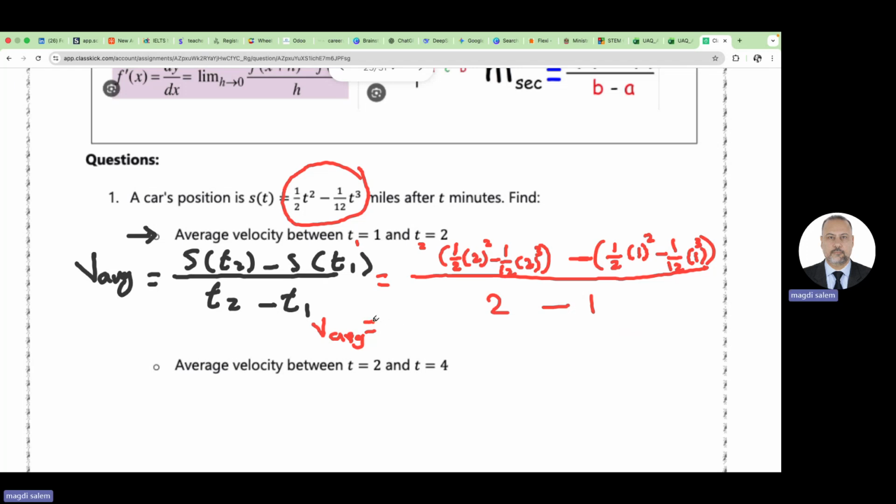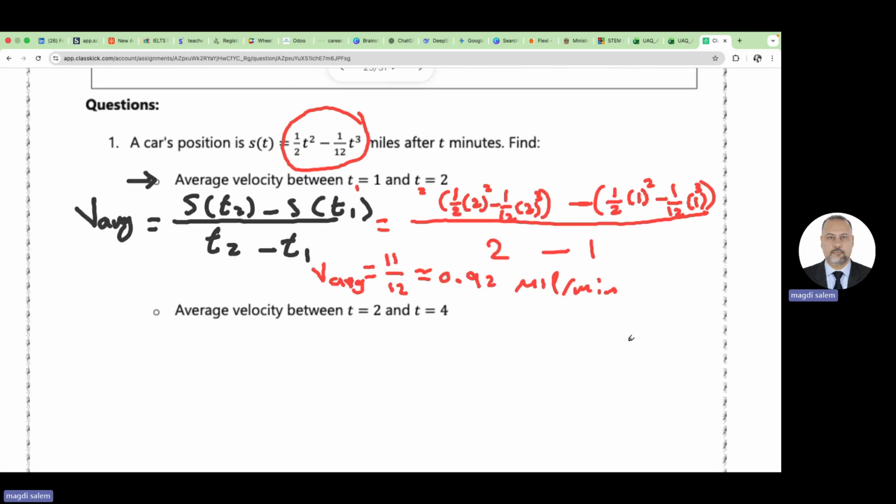Let's use the calculator to check the average velocity. You might do one step of simplifying, or you can use the calculator directly. It becomes 11 over 12, which is approximately, you can write it as 0.92 mile per minute.